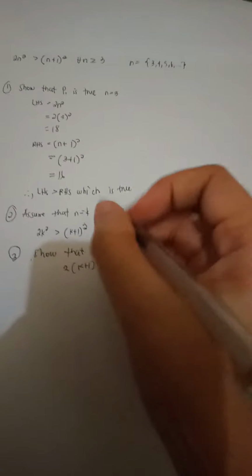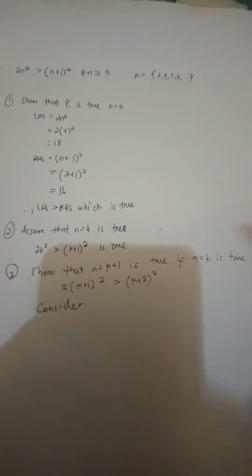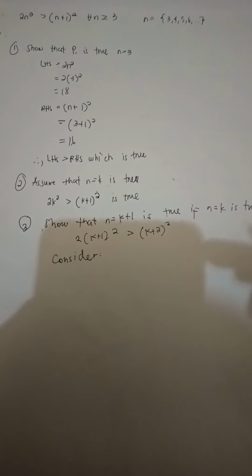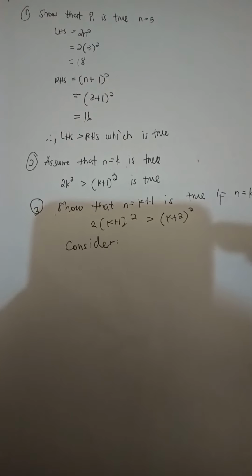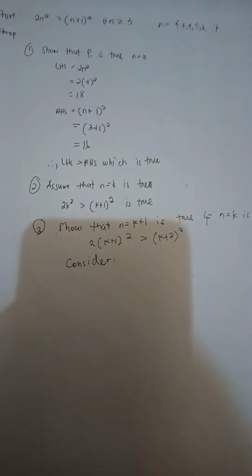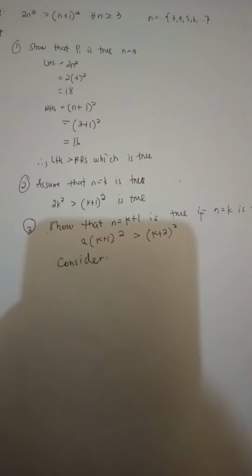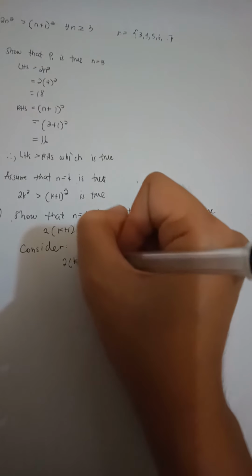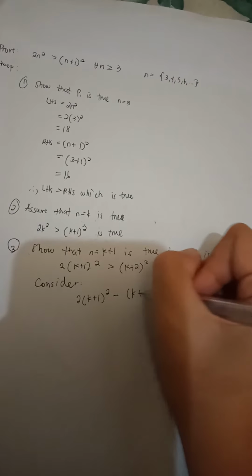So now let's just consider what happens if I've got everything on one side of this inequality. It's easier, because if I've moved the (k plus 2) squared to the other side, all I'm trying to do is prove that it is positive, and proving something is positive is one of the easiest things to do. So I'm going to consider 2(k plus 1) squared minus (k plus 2) squared.